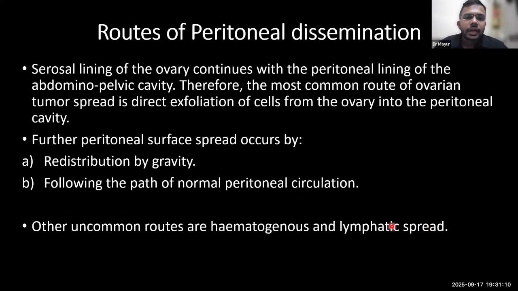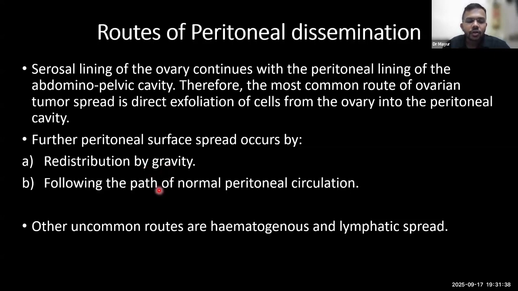Routes of spread in peritoneal cavity. Serosal lining of ovary is continuous with that of peritoneum. Hence, there is direct exfoliation of cells from ovary into the peritoneal cavity, and further spread occurs by redistribution by gravity and following the path of normal peritoneal circulation. Redistribution by gravity causes the tumor deposits to settle in the dependent regions of abdomen and pelvis, that is in the paracolic gutters and in pelvis.